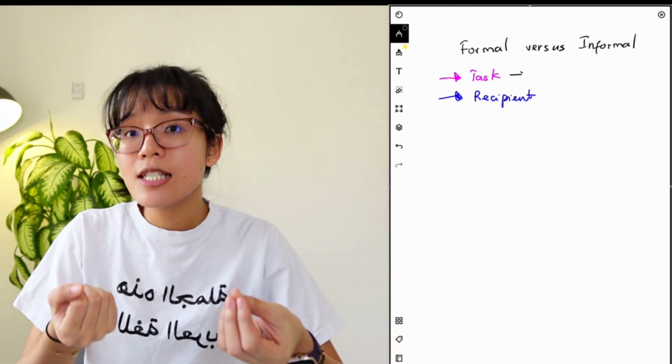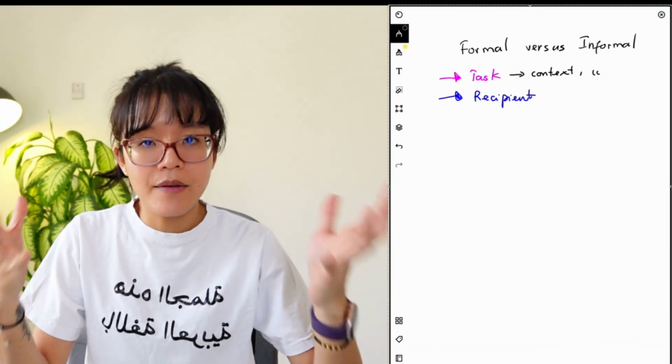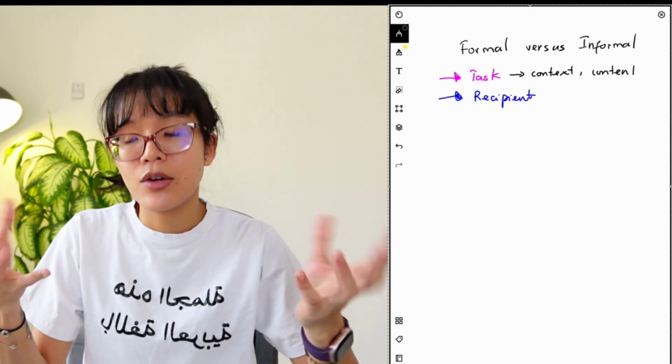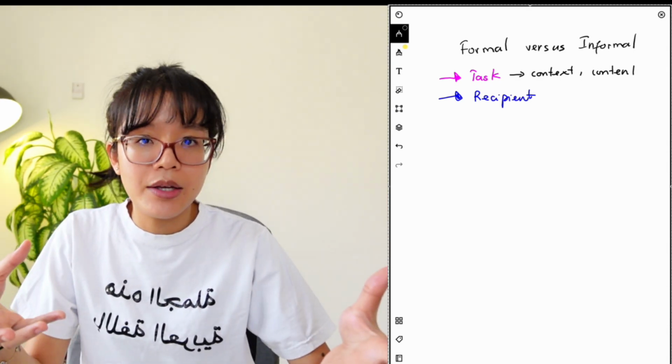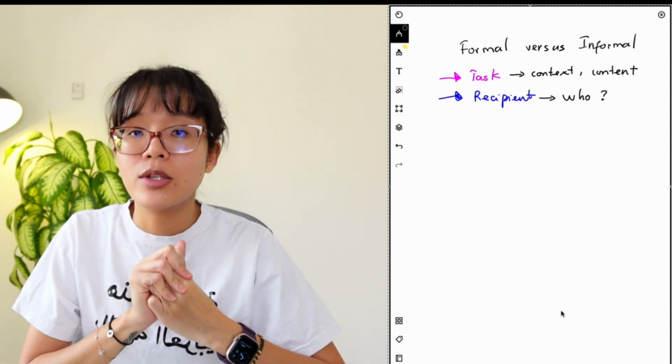So in the task, you will get the context of the letter, the content of the letter, what you need to write in the letter, and also who you are going to write this letter to. Based on those pieces of information, you will decide whether to write a formal or an informal letter. Sometimes you can write a semi-formal letter, for example, when you write a letter to complain about a bad service that you got from, say, a restaurant.